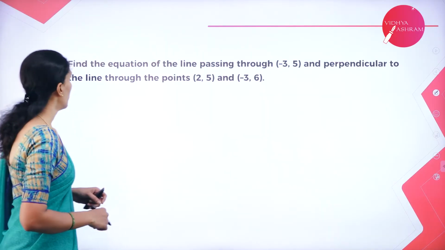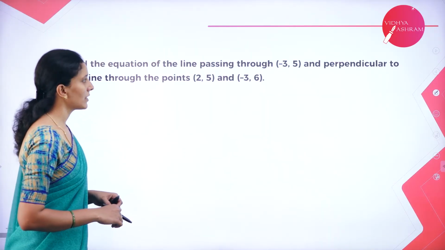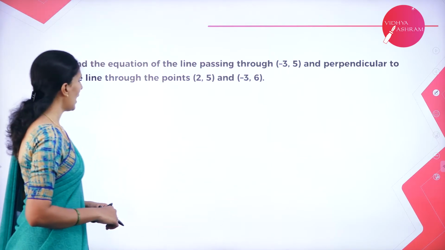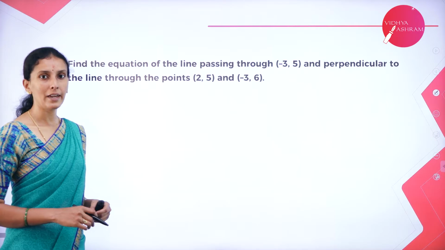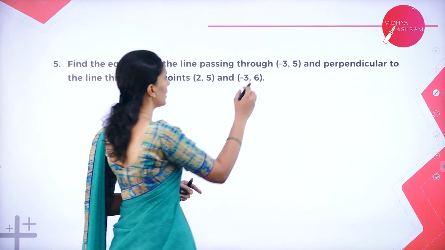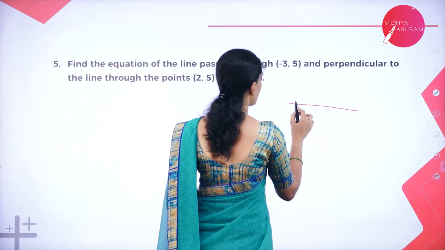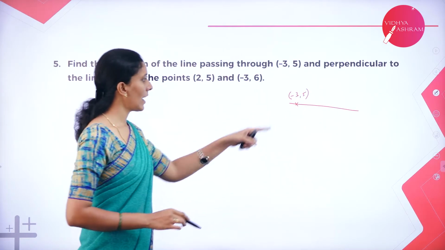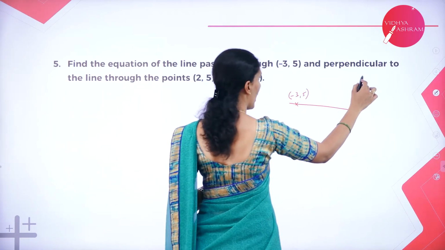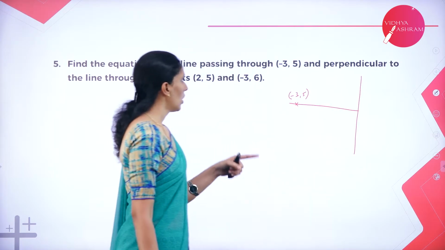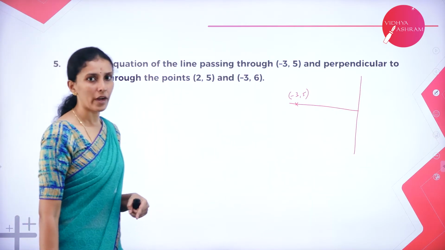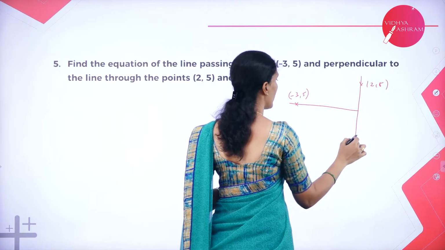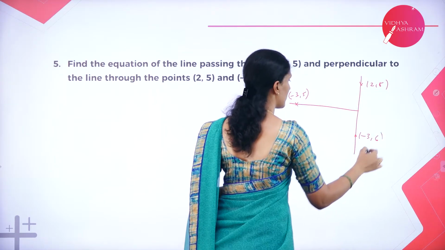Next question. Find the equation of the line passing through (-3, 5) and perpendicular to the line through the points (2, 5) and (-3, 6). So here we have a line which is passing through the point (-3, 5). And this line is perpendicular to another line whose points are (2, 5) and (-3, 6).